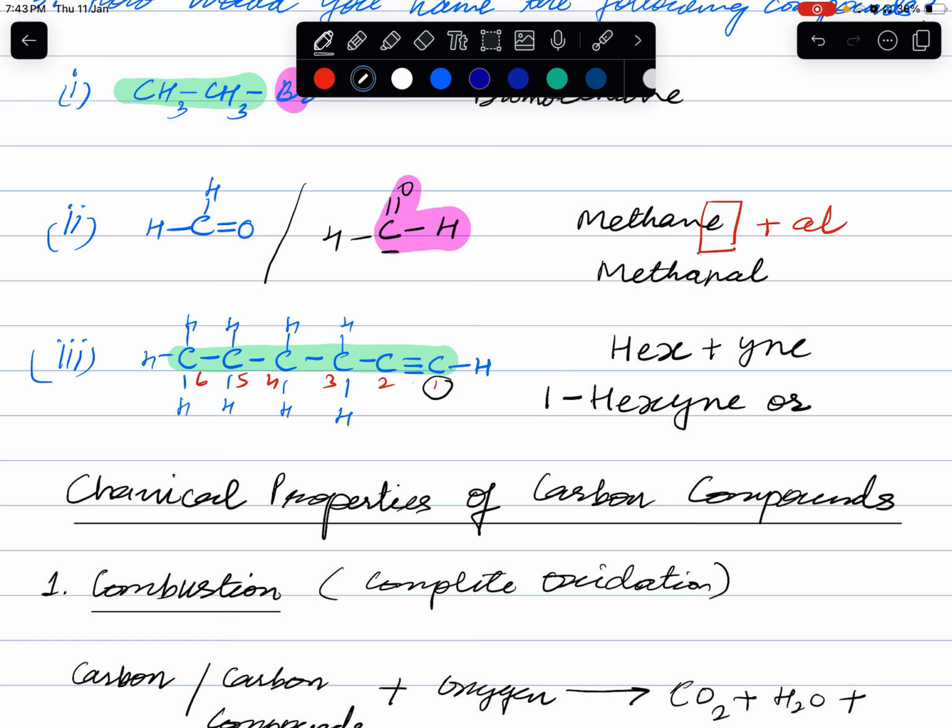Or it is written as hex-1-yne. Both are correct. One is written to mention that the bond is starting from the first carbon. Therefore, we have written one here. This is all for today. We will continue this.